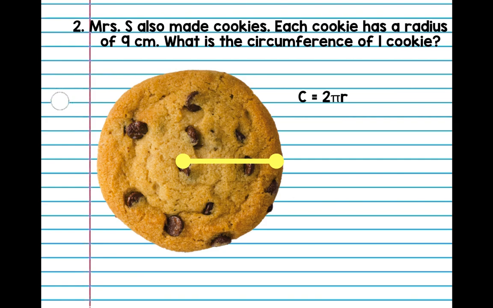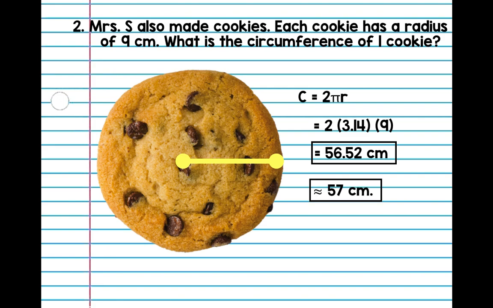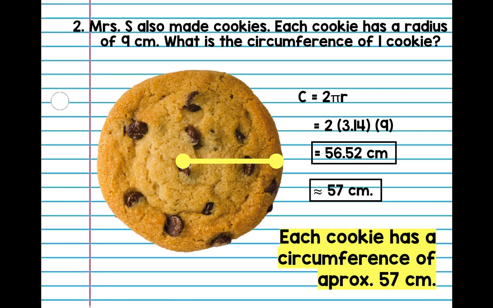We have 2 times 3.14 times 9, and you can just do whichever one you want to do first. And if you calculate it correctly, it should be 56.52. If we just estimate, it's going to be about 57 centimeters. So my cookie has a circumference of 57 centimeters.